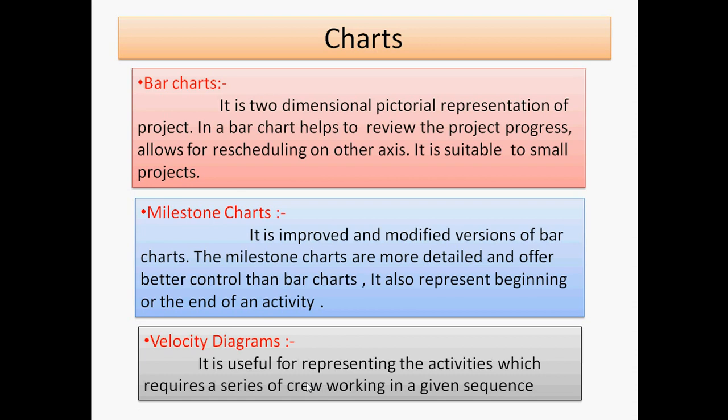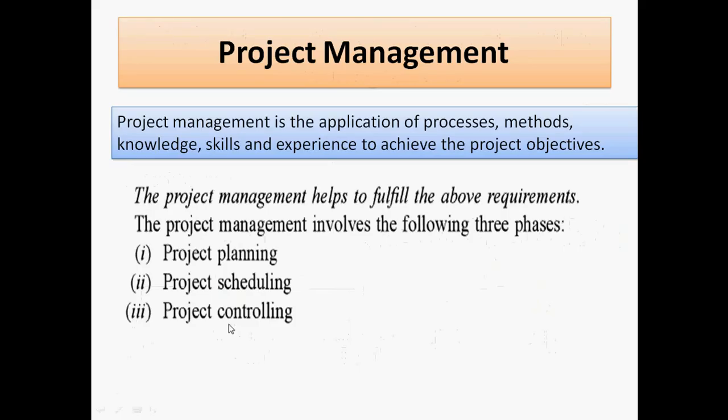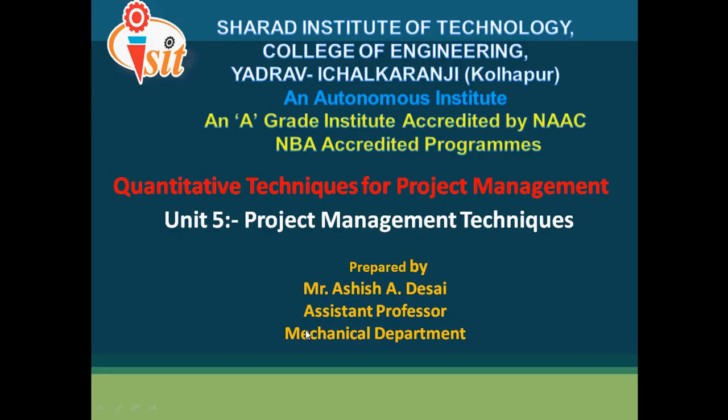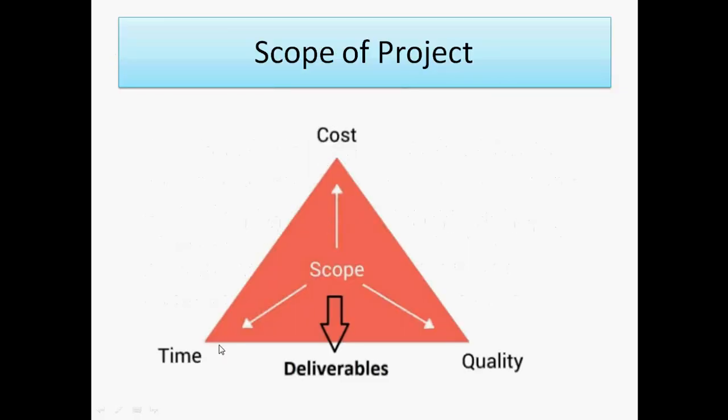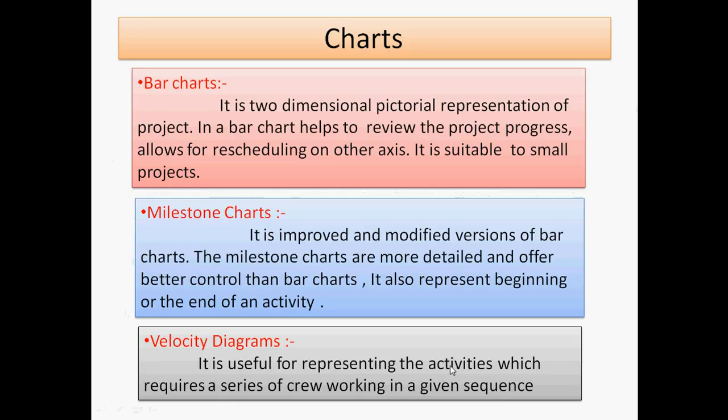So these are the techniques. One is a chart, another is a network diagram. In the chart, there are three techniques, and in the network diagram, there are two techniques. This is about the techniques for project management. Project management means planning, scheduling, and controlling, and with the help of that, we can manage cost, time, and quality. Okay, so this is the importance of the charts.